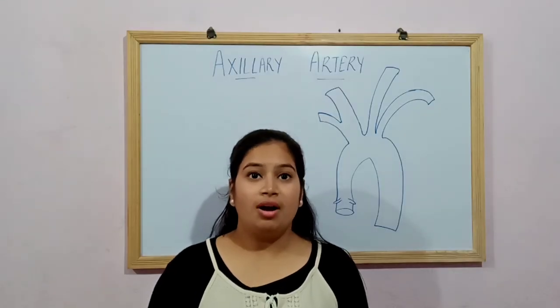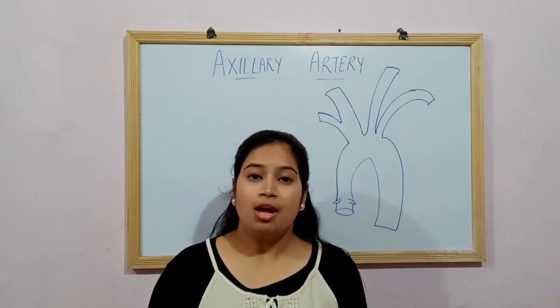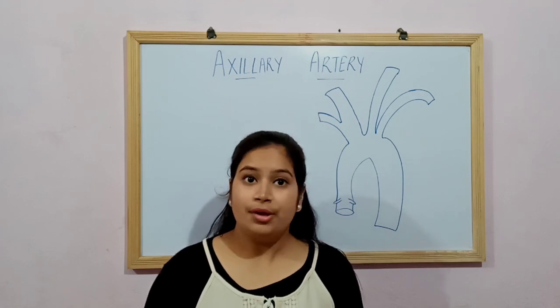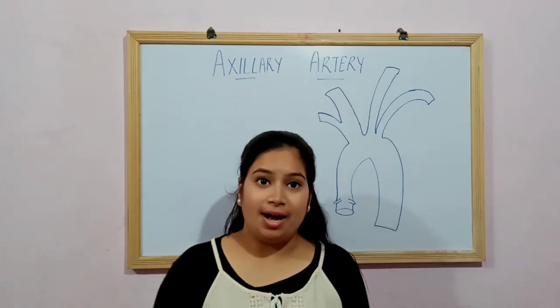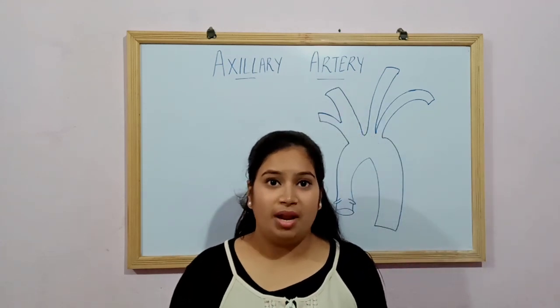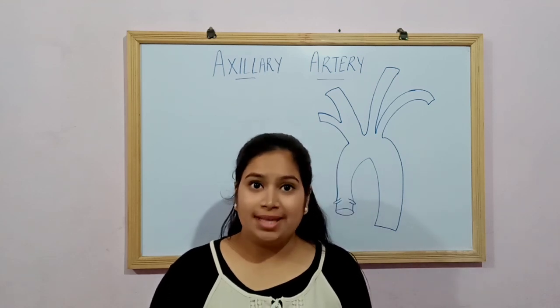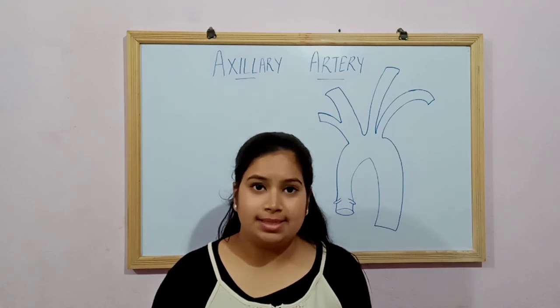As you all know, arteries are the blood vessels that carry oxygenated blood from the heart and supply it to the various parts of the body. So, the axillary artery is also a type of artery that carries oxygenated blood and supplies the various parts of the body. These are the thorax, upper limb and armpit, which is also known as the axilla.